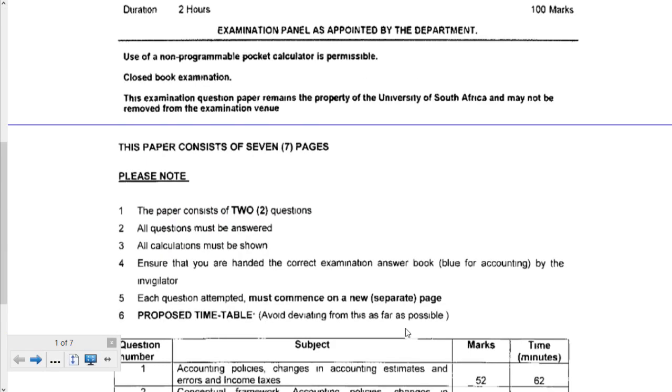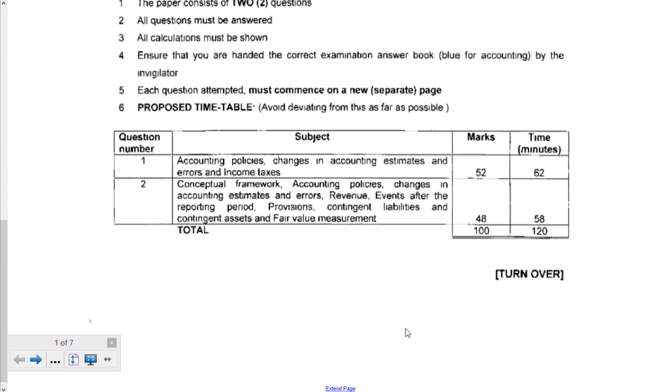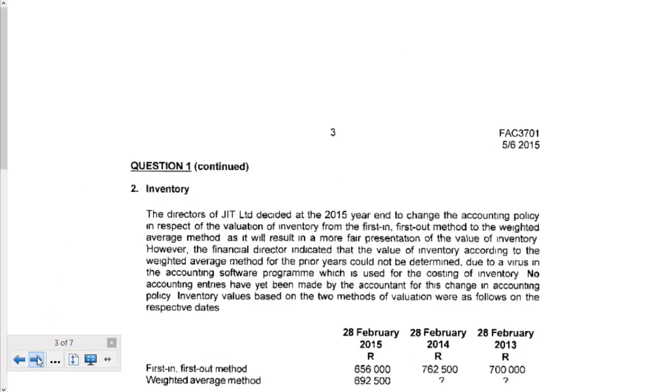Okay, so this is the May 15 exam. That's what the questions were. Question 1 was accounting policies, changes in estimates, errors, and tax. Then question 2 was framework, accounting policies, changes in estimates, errors, revenues, events, provisions, contingent liabilities, contingent assets, and fair value, all in one. That's more or less how the exam questions will be: 2 big questions, mixed up. And the one that we're going to look at today is question 2.